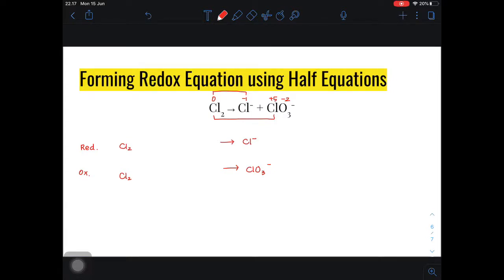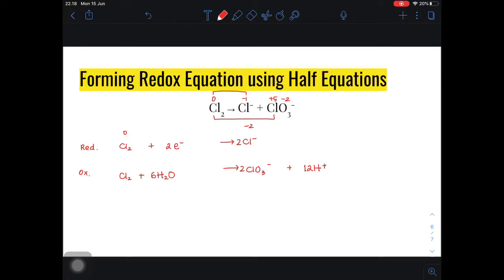We need to balance out. The first thing is the atom other than hydrogen and oxygen. Add 2 on each side. Balance out the oxygen. We have 6 oxygen. Then we need to add 12 H+ here. The total charge on the left for reduction is 0. Total charge on the right is -2. Therefore, we need to add 2 electrons on the left.